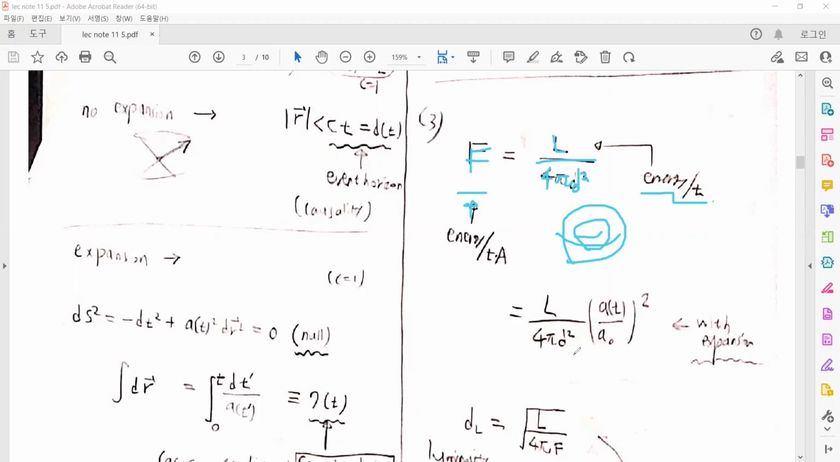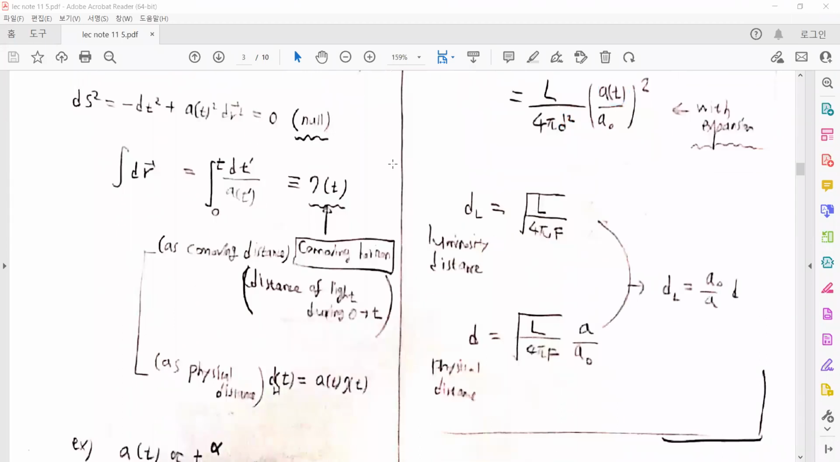But if there is expansion, these terms will contain the scale factor, with the current values that I used and the scale factor at time t, and there are the scale terms from this as a denominator. And we can find the luminosity distance. This is just a rearrangement of the previous formulas, d_L, in terms of the luminosity and the flux. And the realistic physical distance d contains the additional scale factor. So there is a relation between the luminosity distance and the physical distance with an additional scale factor.